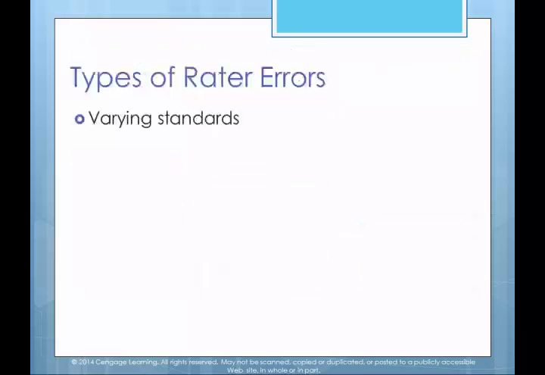Now, here are typical types of rating errors. There's varying standards and there's recency. Varying standards means that when appraising employees, a manager should avoid applying different standards and expectations to the employees. Recency is obviously what it says, when a rater gives greater weight to recent events. The primacy effect occurs when the rater gives greater weight to information received first when appraising the individual's performance.